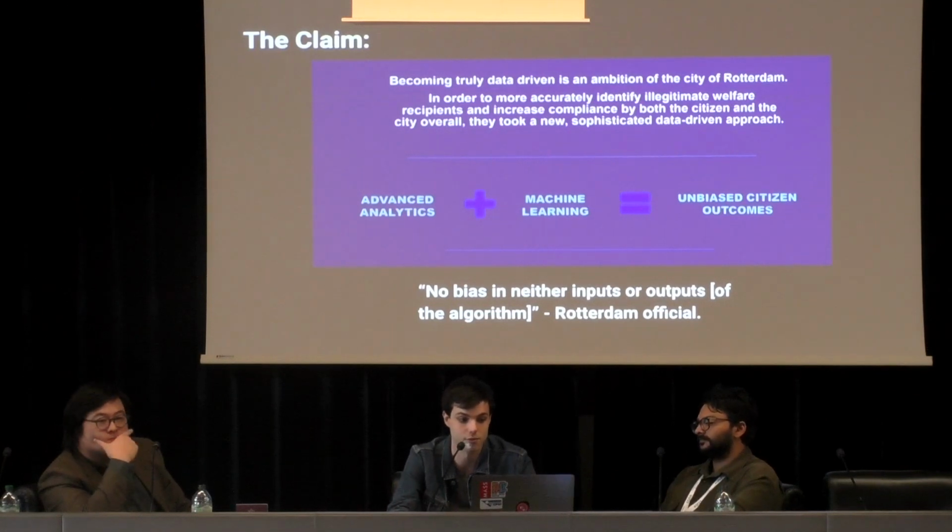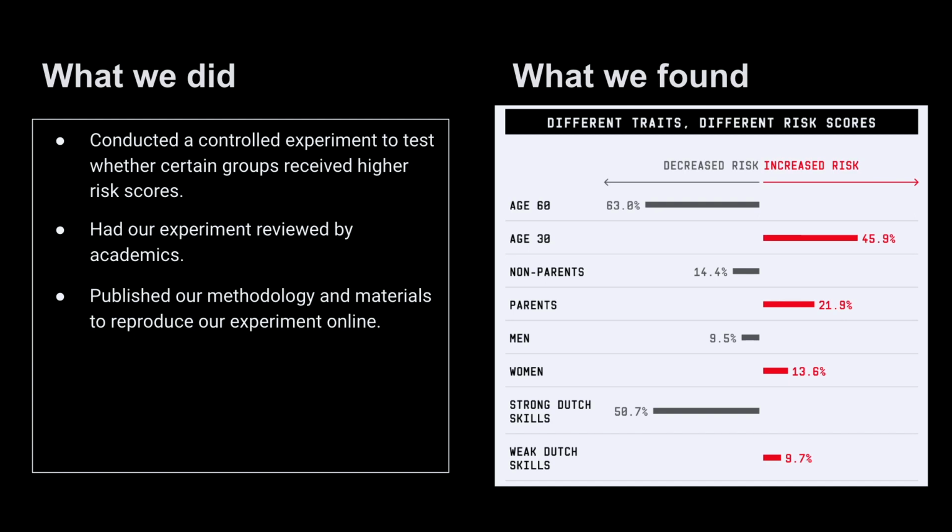So we tried for a year and a half to obtain access to this algorithm using European transparency laws. And finally, after that year and a half, the city handed over this algorithm so we could run this experiment. And we essentially looked to test that claim. Which groups are receiving higher scores? Are there disparities? We had our experiment reviewed by academics, and then, inspired very much by The Markup, we published our methodology and materials online so people could reproduce what we did.